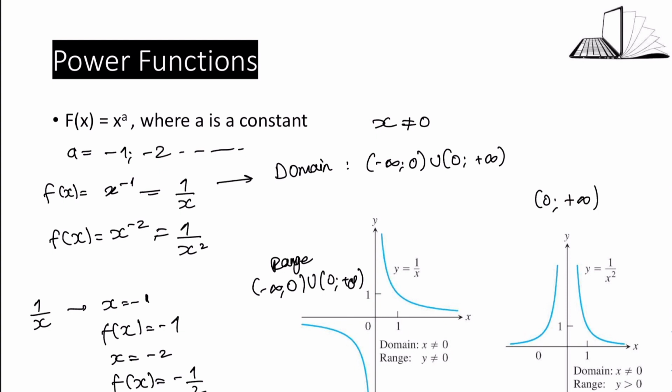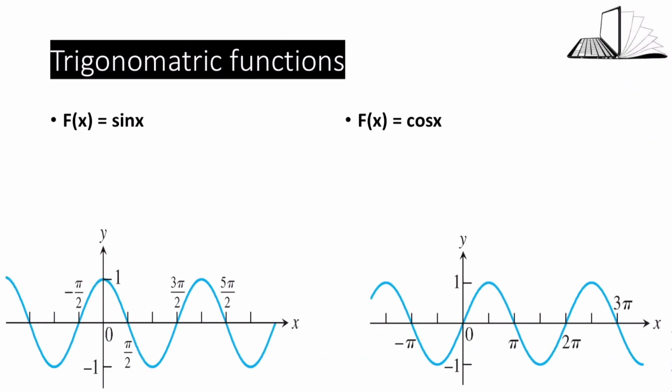This is the power function when we have a negative value of a: minus 1, minus 2, etc. Now, the trigonometric functions. We're going to discuss two functions here, which are sine x and cosine x: how to represent a trigonometric relationship between x and f of x, and how it's represented through the graph.